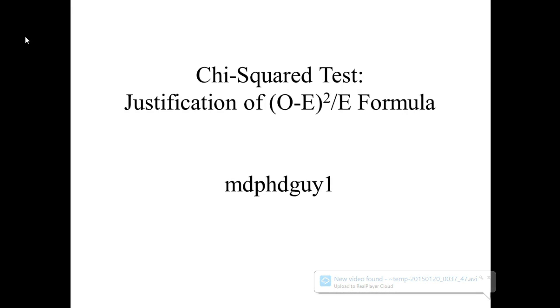In this video I'll be talking about the chi-square test, one of the most often used tests in statistics. And in particular I'll be talking about the formula that's used to define the test statistic for the chi-square distribution, that formula (O minus E) squared over E.